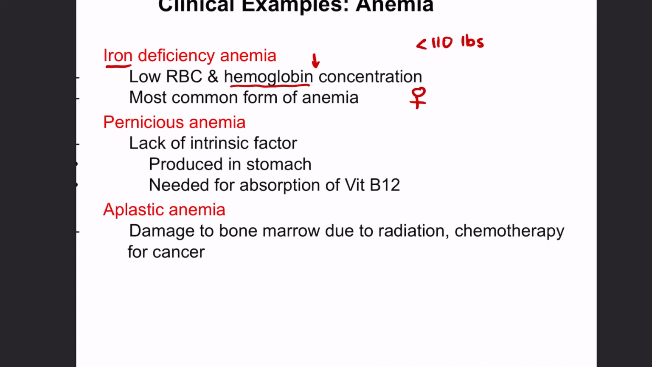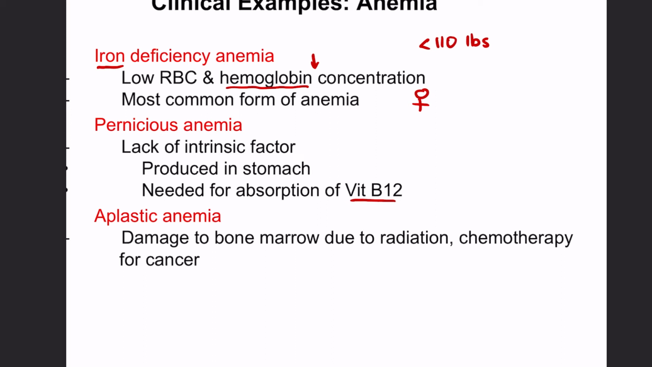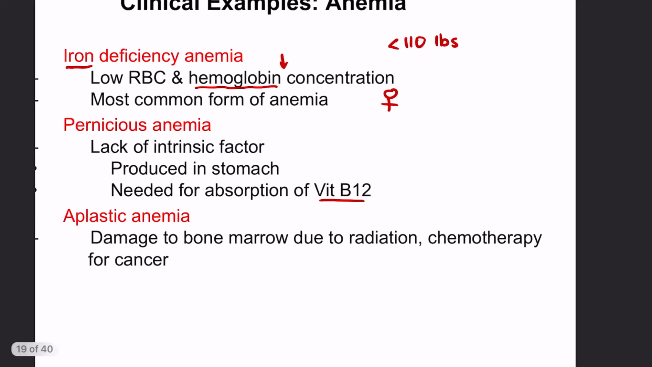Pernicious anemia is the lack of intrinsic factor, which is produced by specific cells in the stomach. And that's needed for vitamin B12 absorption. And then aplastic anemia is due to bone marrow damage because of chemotherapy and radiation. And so this is actually kind of common with cancer patients.